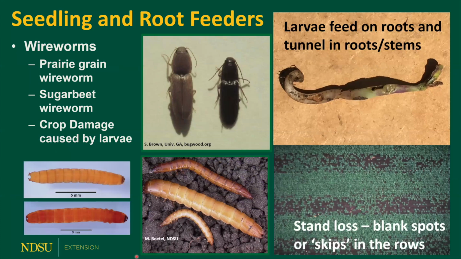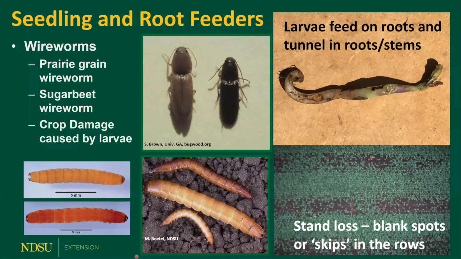Wireworm is one of the early season pests that you can find in May and early June. And there are a lot of wireworms in North America, over 800 different species, but the main ones we have are prairie crane wireworm and sugar beet wireworm. Well, the adult stage is called the click beetle, and it doesn't cause any damage to the crop.